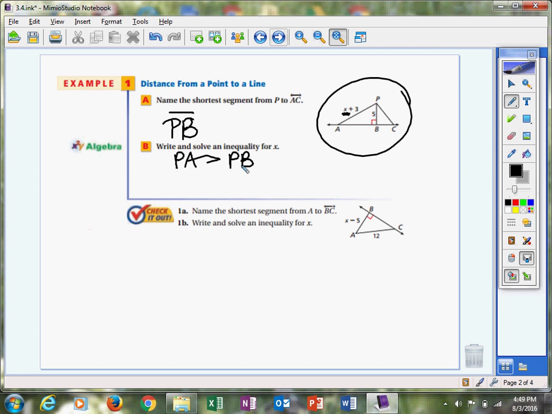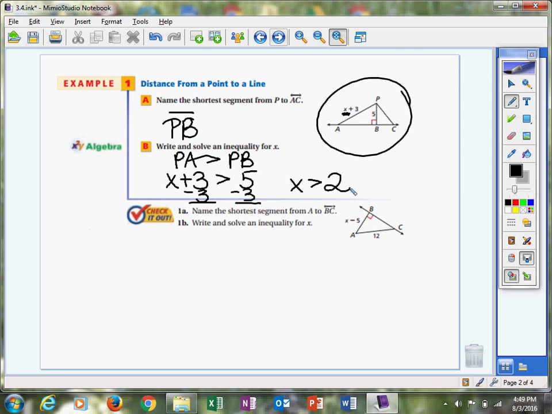So what we'll do is we're going to create an inequality. PA's length is X plus 3. That has to be bigger than PB's length, which is 5. Okay? And then we're going to solve the inequality. And we know that X has to be a number that's bigger than 2. Cannot be a number smaller than 2. It has to be a number bigger than 2. And so that's the gist of it right there.